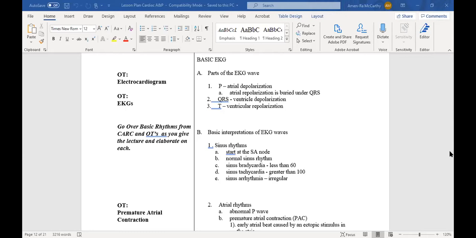But the basic parts of the EKG that you can see are the P wave, which is atrial depolarization. That's when the atria contract, right? The QRS is when the ventricle squeezes, and the T wave is when the ventricle relaxes. Make sure you know that like the back of your hand.